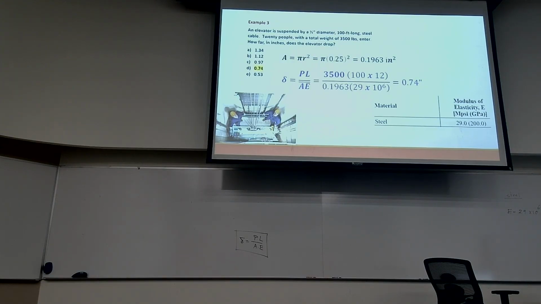Area is pi r squared for a circular rod cable, and the radius is obviously half of the diameter, so it's going to be a quarter of an inch. Force is 3,500 pounds. The length of the cable was 100 feet. Must convert to inches, so we multiply by 12. And in the denominator, we have the area in square inches, and E in PSI, and there's the answer, 0.74 inches.